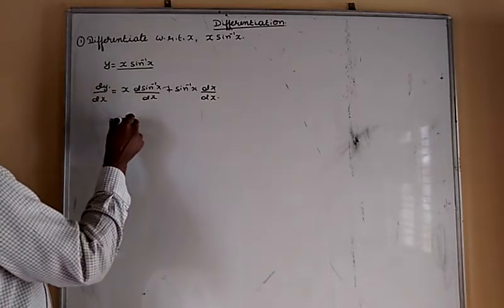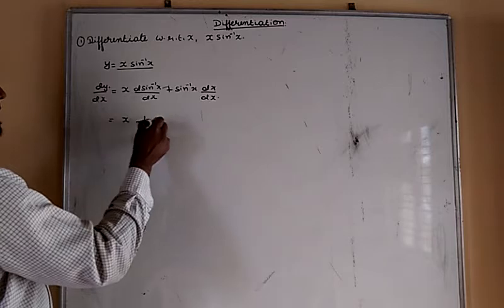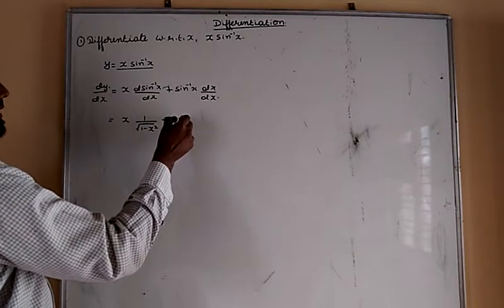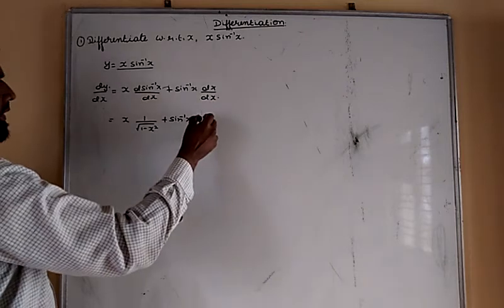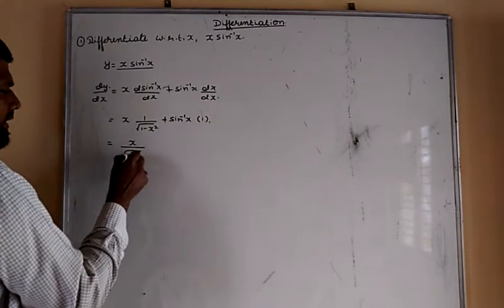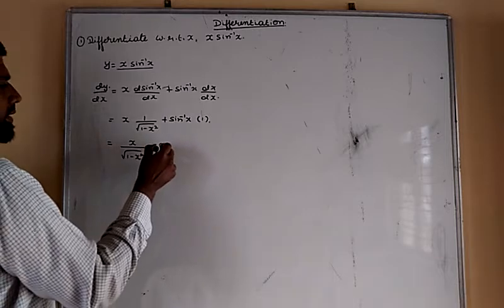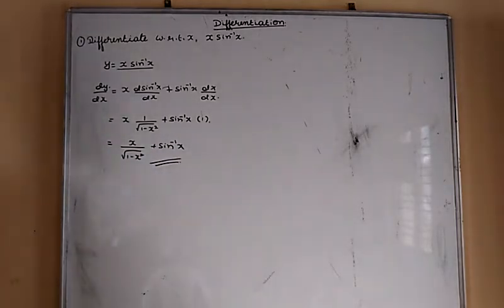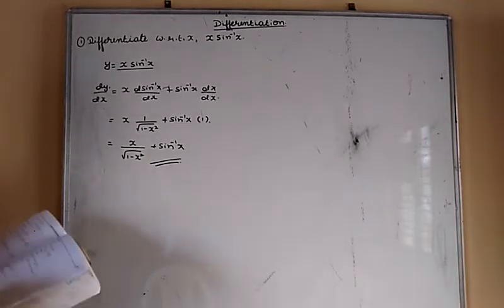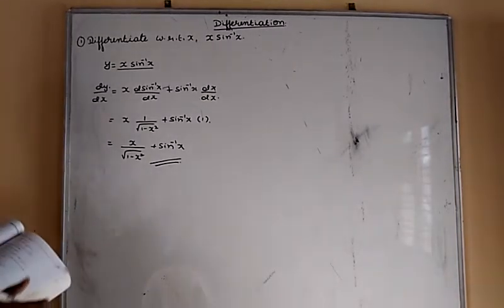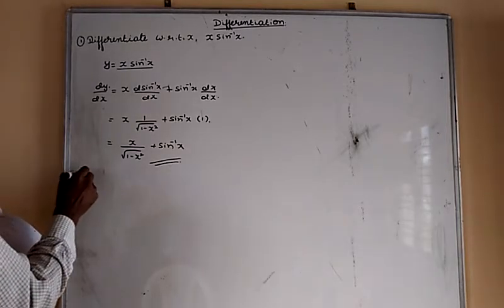Then x as it is, differentiation of sine inverse x is 1 by square root of 1 minus x square. Then sine inverse as it is, and x differentiation is 1. So here you can write x by square root of 1 minus x square plus sine inverse x. So this is the inverse function. By using the inverse function, you have to solve the product rule. Okay. So now let us take another problem.